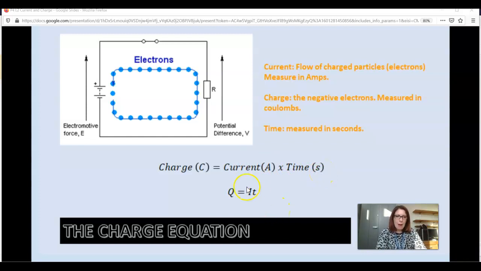And if we think about our symbols, Q is charge measured in coulombs, which is the symbol C. And it was called Q because it was quantité de charge, so they named the Q bit. The symbol for current is I, and it's measured in amps, which the symbol is A. Okay? And t is time, and it's measured in seconds. So this is the charge equation. You should write it down.